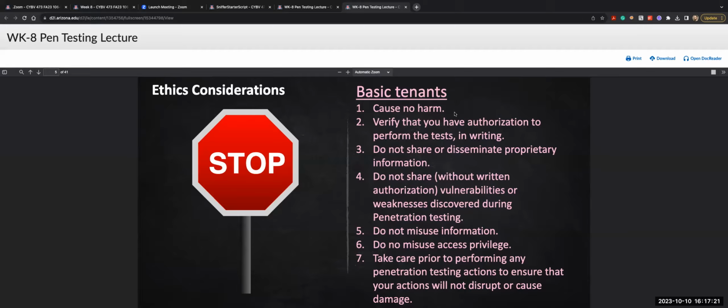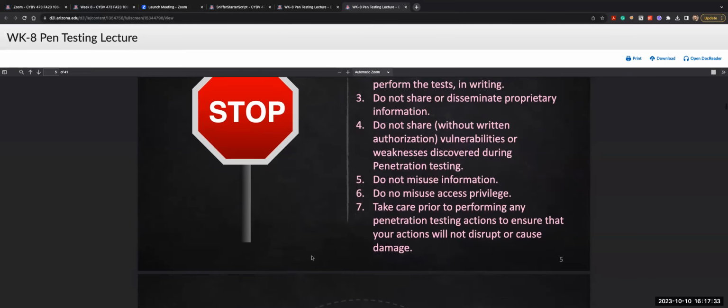You're not allowed to share out any of that information. Again, that falls within a non-disclosure agreement, also known as an NDA. Do not misuse any of that information. Again, part of the NDA. Do not misuse the access that you get. Again, part of the NDA.